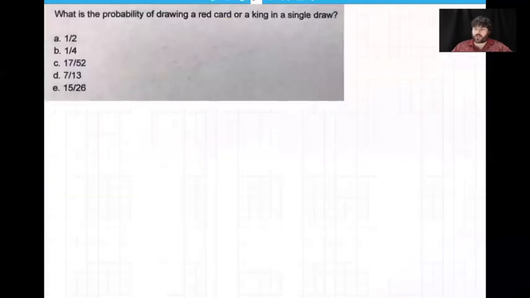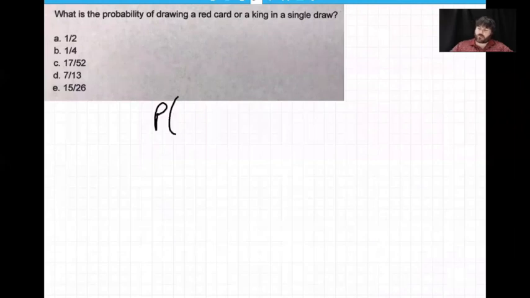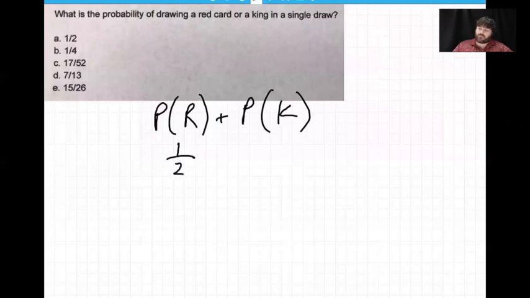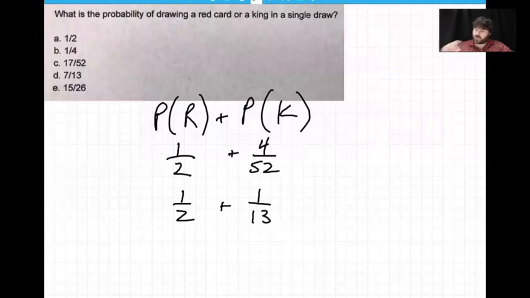All right, what is the probability of drawing a red card or a king in a single draw? All right, so we've got our or here. Or means I need to add. So the probability of a red plus the probability of a king. That seems pretty straightforward. Probability of red is 1/2, because there's half red cards. Probability of king, there's only 4 out of 52, which simplifies to be 1/13. So if I added those together, I would have 15/26, which is answer choice E.